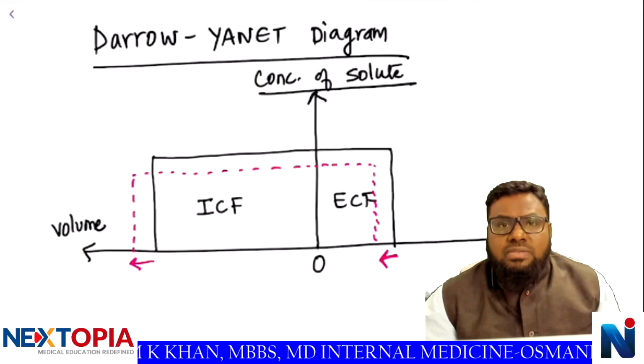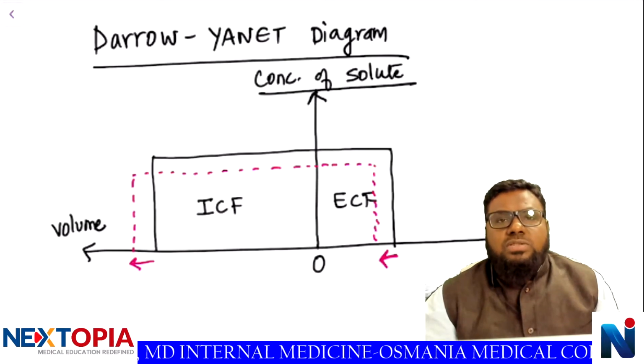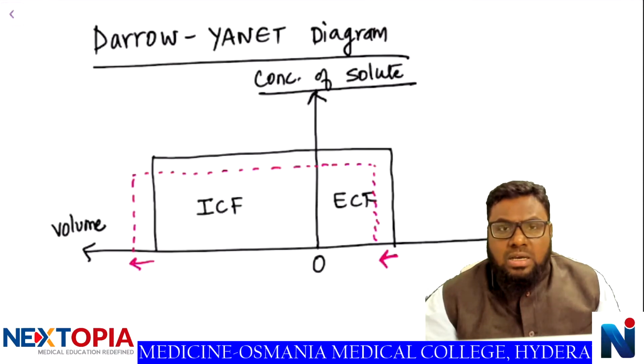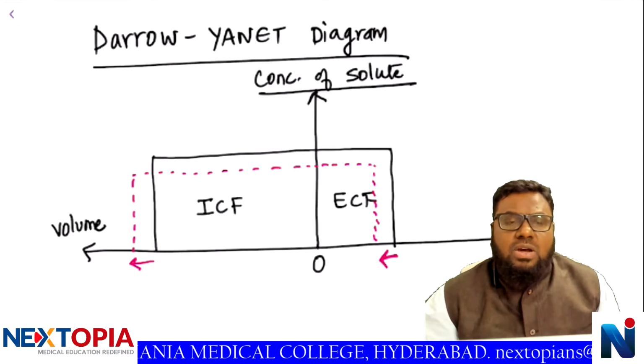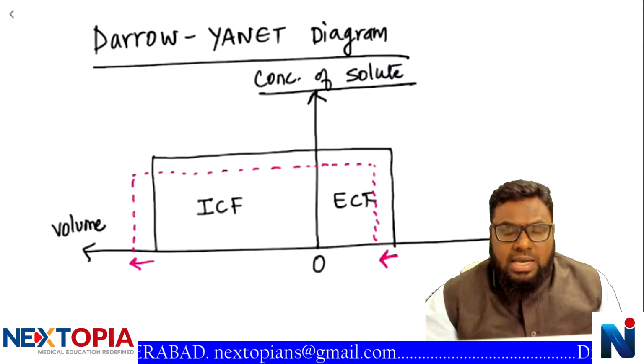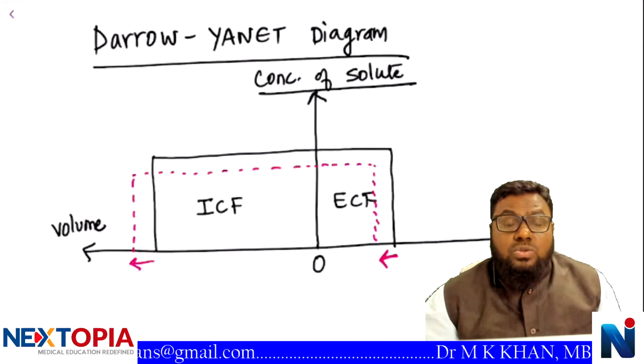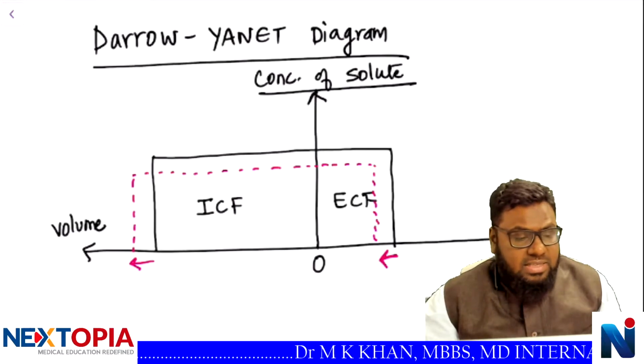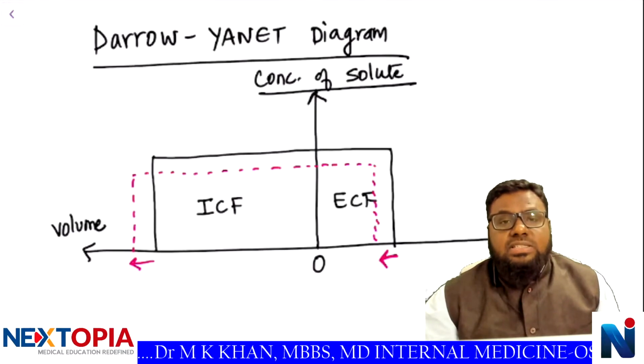Suppose because of diarrhea, vomiting, or some accident, a person has lost blood. Because of some surgery, the person has lost blood. Because of delivery, a lady has lost a lot of blood. So which volume is decreasing? It is the ECF.